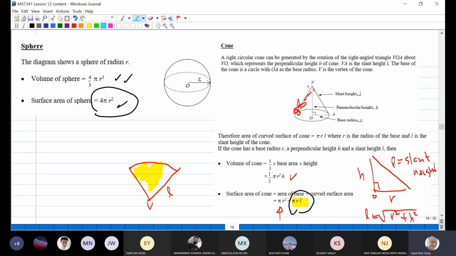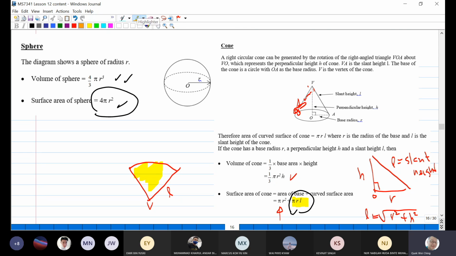This one is a bit harder to appreciate. How does the cone look like? The cone usually has a circle at the base. So how to find the volume of a cone? We need the height. One third of base area times height. Base area is a circle. That's why I get 1/3 of base area times height here.